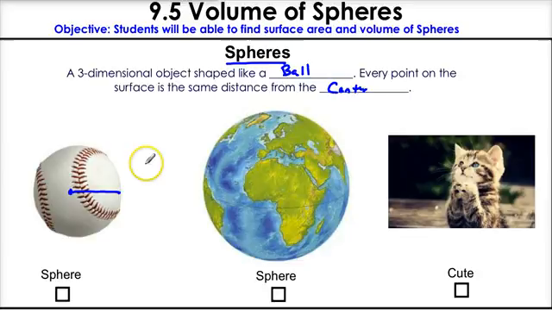Alright, so let's look at some examples of a sphere. This baseball right here, that's a sphere. This earth over here, this globe, that is also a sphere. And before some of you get smart and say, oh, it's not a perfect circle, yeah, I know, but it's a pretty good representation of a perfect sphere. And this cat right here, it's not a sphere, but man, it's cute. Look at that guy.